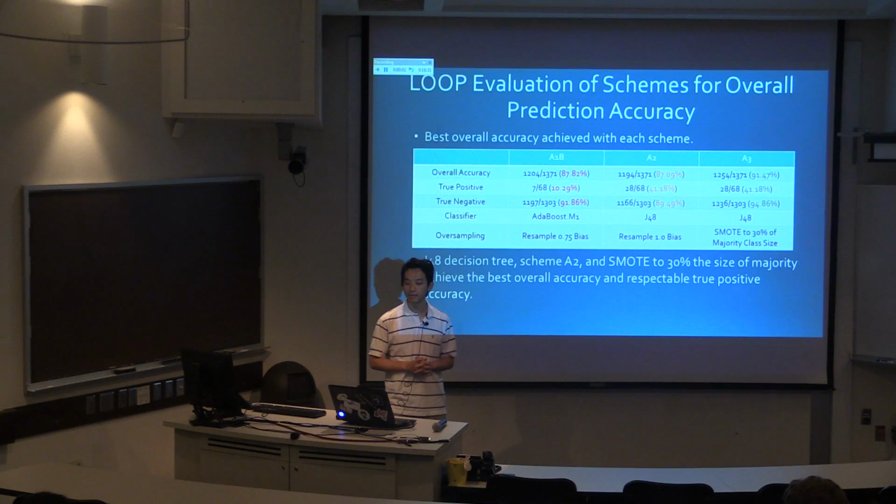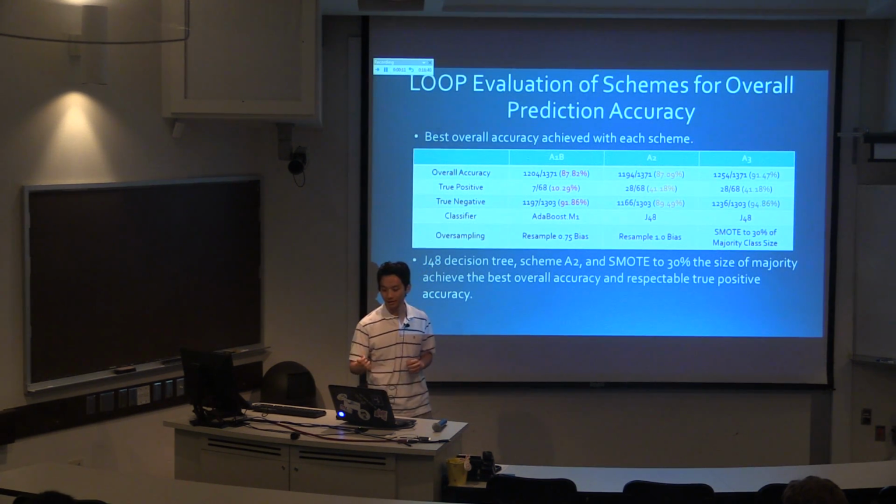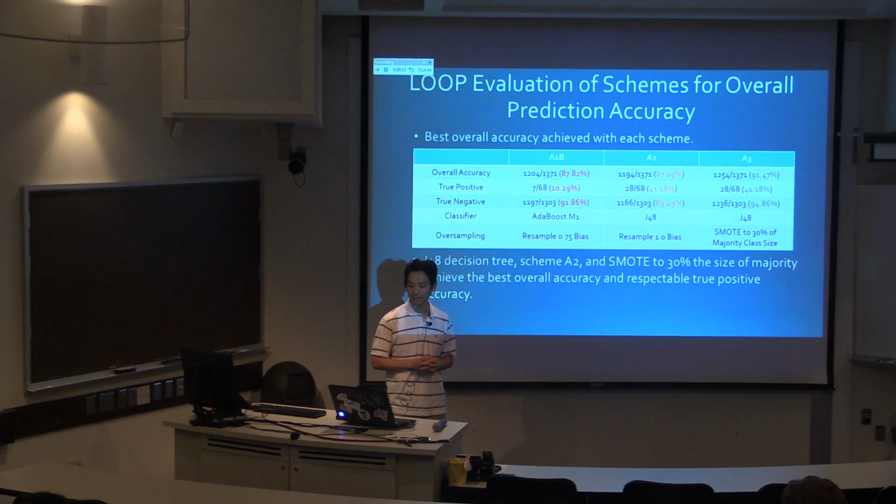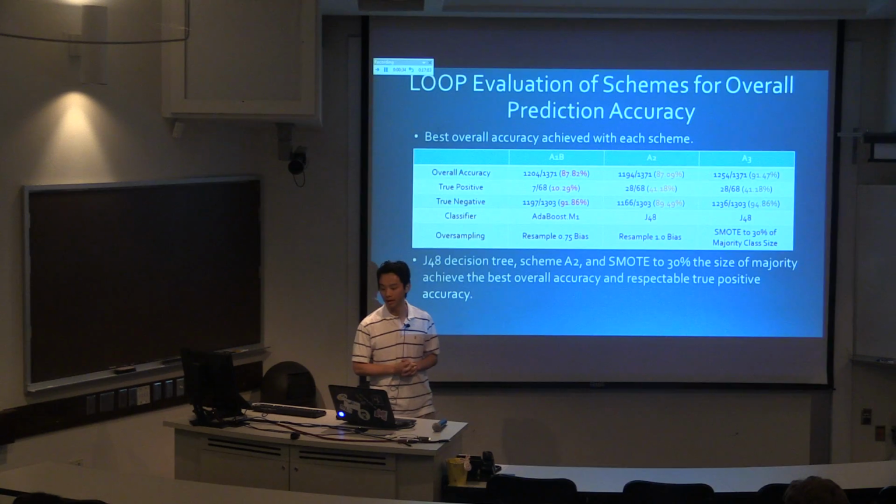And in terms of overall prediction accuracies, J48 still reigns supreme, 91% overall. It's 41% for true positive, and then 95% for true negative, and that's achieved with scheme A3. But as compared to before, it's definitely an improvement in terms of true positive, and it also does better in the overall accuracy department.